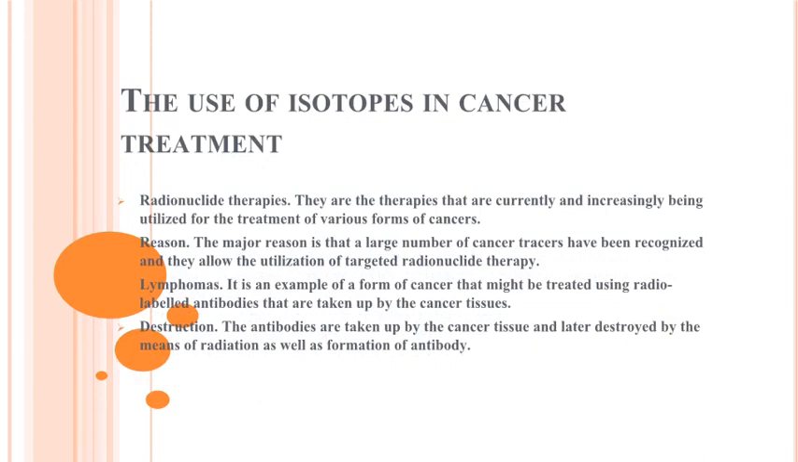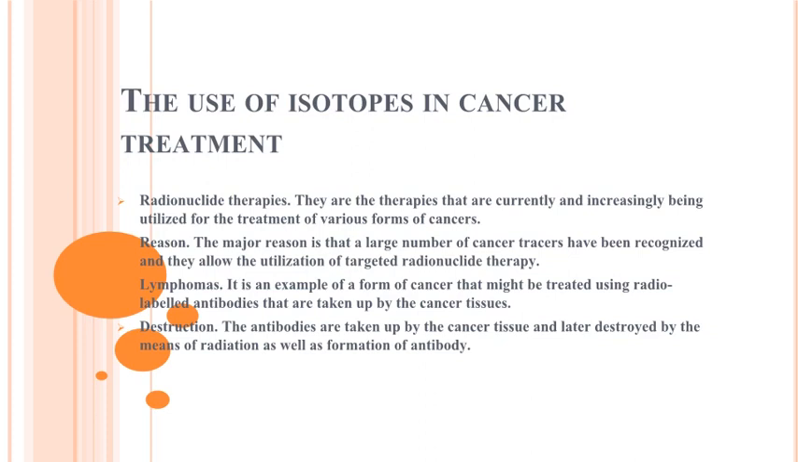Radionuclide therapies are the type of therapies that are currently and increasingly being utilized for the treatment of various forms of cancers. The major reason is that a large number of cancer traces have been recognized and they allow the utilization of targeted radionuclide therapy. Lymphoma is the greatest example of a form of cancer that might be treated using radio-labeled antibodies that are taken up by the cancer tissues. The antibodies are taken up by the cancer tissue and later destroyed by means of radiation.